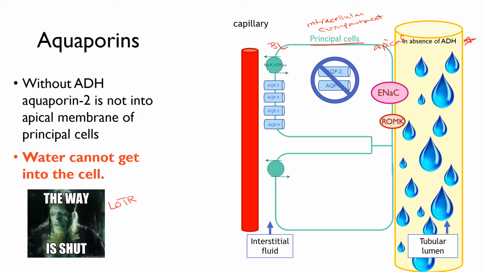So if water can't get into the cell to get reabsorbed into the bloodstream, where does it go? Well, the water can only go one place, and that is on down through the tubule towards you know where, and that is the bladder. So in the absence of ADH, we are in a state of diuresis, and that is water being excreted. Okay?